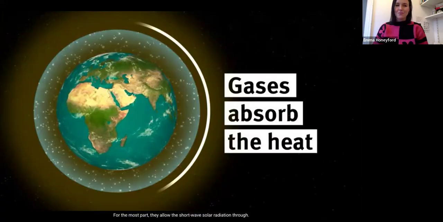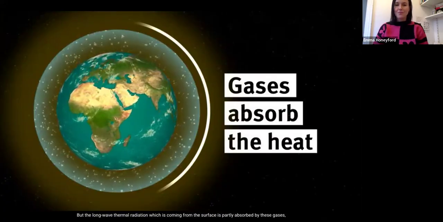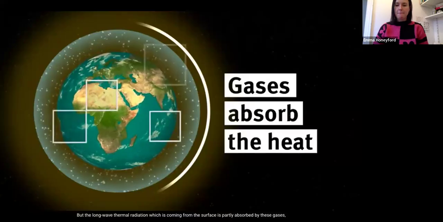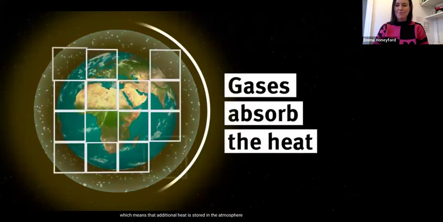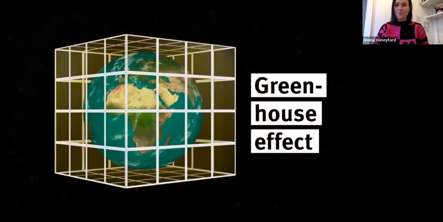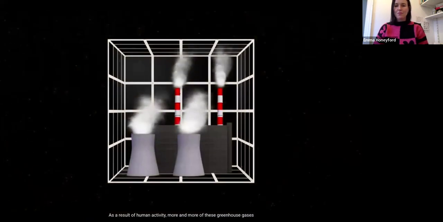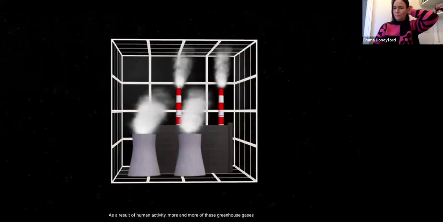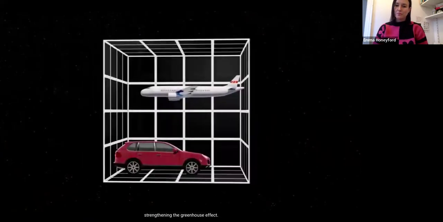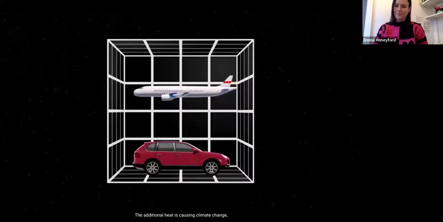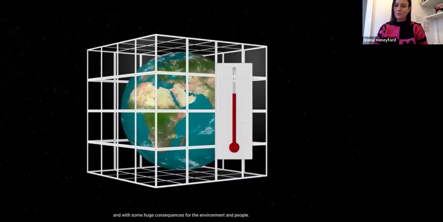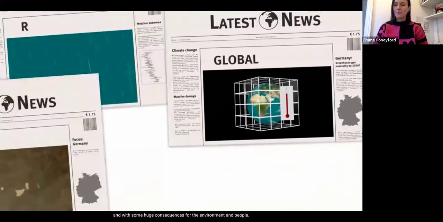For the most part, they allow the short-wave solar radiation through, but the long-wave thermal radiation which is coming from the surface is partly absorbed by these gases, which means that additional heat is stored in the atmosphere, like in a greenhouse. As a result of human activity, more and more of these greenhouse gases are finding their way into the atmosphere, strengthening the greenhouse effect. The additional heat is causing climate change, with the Earth literally heating up, and with some huge consequences for the environment and people.